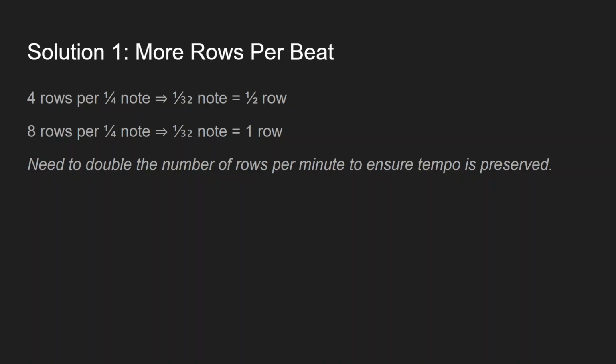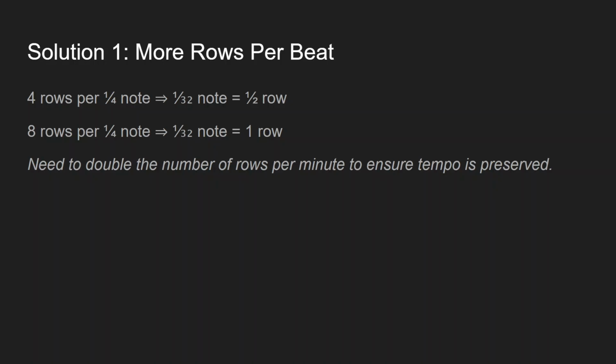So the first solution to get things to line up on the grid, as it were, is we could increase the number of rows per beat. If we've got 4 rows per quarter note, then that would mean that a 32nd note is half a row, and that's no good. But what if we increased it to 8 rows per quarter note? In that case, a 32nd note becomes 1 row.